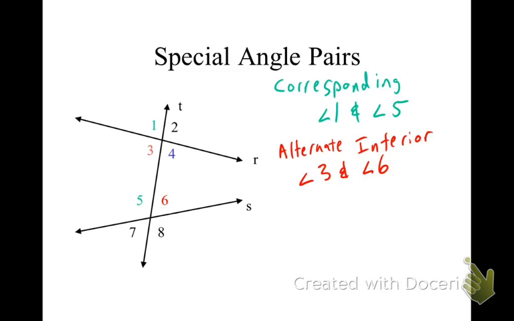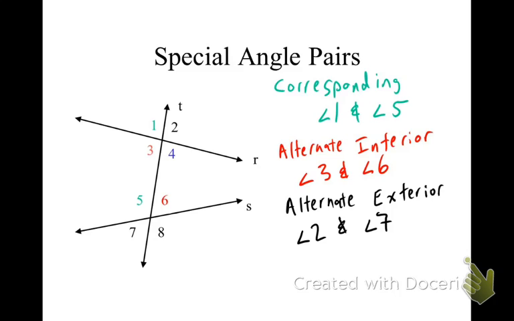Alternate interior angles are angles that are between the two lines that are cut by the transversal. So line R and line S are the lines, and line T is the transversal. So angle 3 and angle 6 are alternate interior angles. They're interior because they're between the two lines. The other set of alternate interior angles in this picture would be 4 and 5.